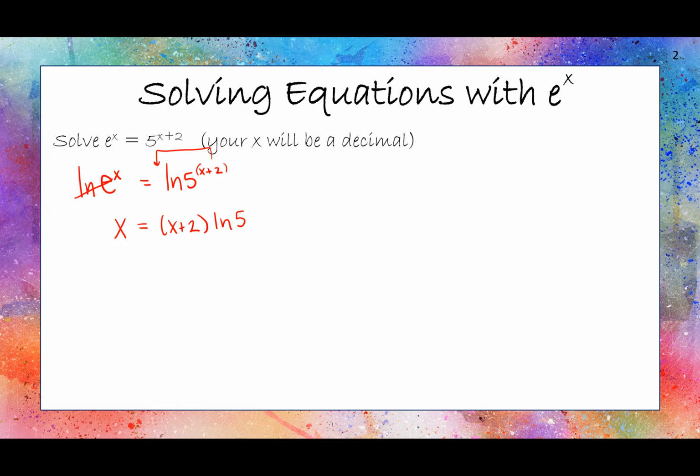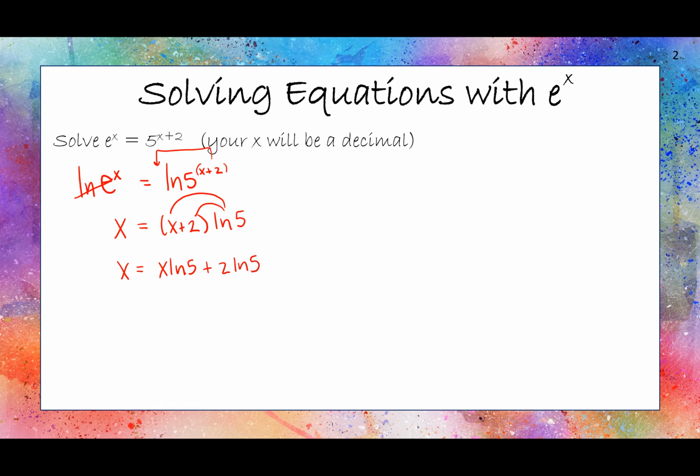Now you might say, hey, Miss Sorensen, we're done. But unfortunately, we have x on both sides. And we know that when we're solving for x, we need to have x be all on its own. So what we're going to do next is distribute that ln 5. So I'm going to have x equals ln 5 times x, and I actually prefer to write that as x ln 5. Both are correct. I just like it better that way. And then this will be plus 2 ln 5.